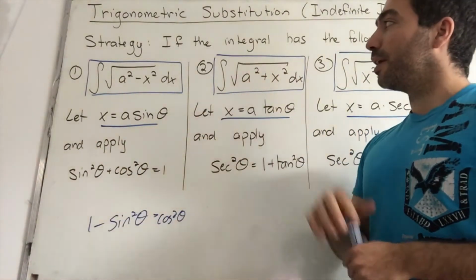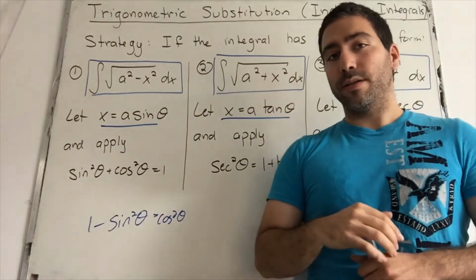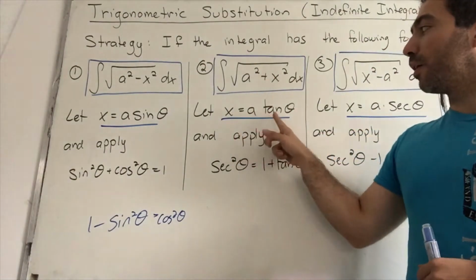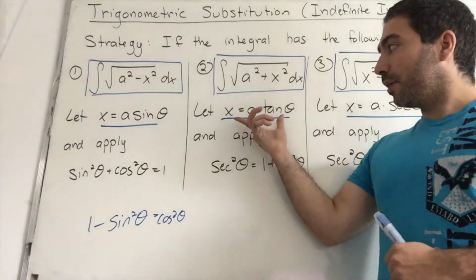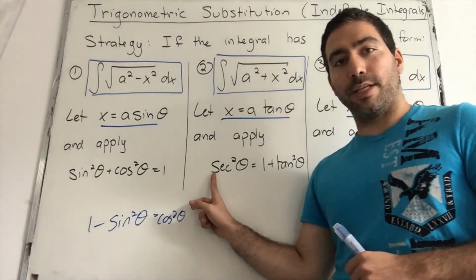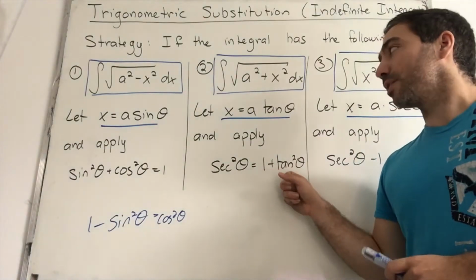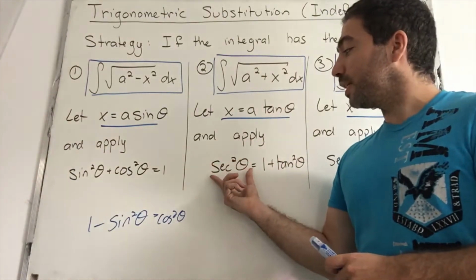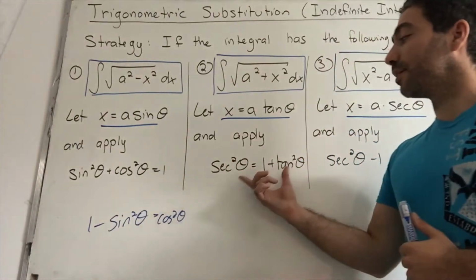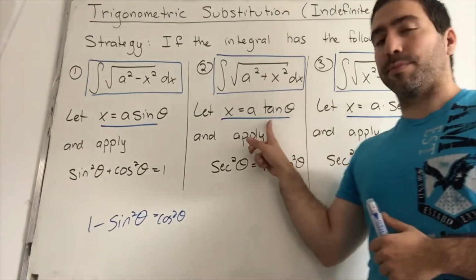Next, if instead of a minus we have a number squared plus x squared inside a root, now we're going to use tan. Why are we using tan? Well, we could use the property that 1 plus tan squared is equal to secant squared. So 1, which you can think of as 1 squared, plus tan squared transforms to secant squared, and we can now take the square root of this term. We're just left with secant. So this is the idea. Whenever you have a number squared plus x squared, we're using the tan substitution.